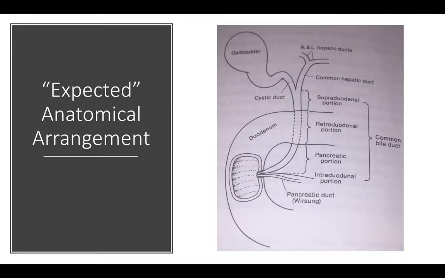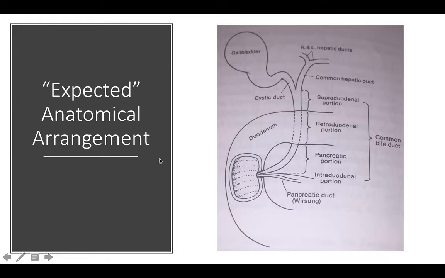When we start doing a lap chole, most people expect an anatomical arrangement shown on the right side. As you can see here, most people expect the right and the left hepatic ducts join intrahepatic to become the common hepatic duct, and a long, nice cystic duct joining the common hepatic to form the supraduodenal aspect of the common bile duct. And of course, there is the retroduodenal as well as the pancreatic portion of the common bile duct.